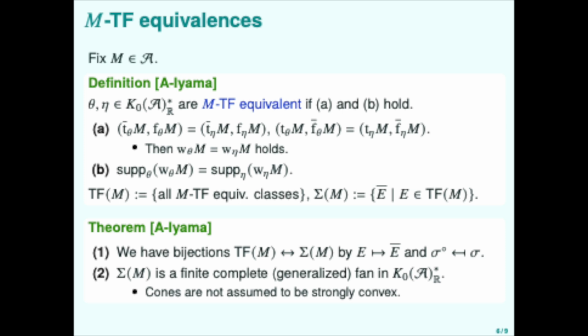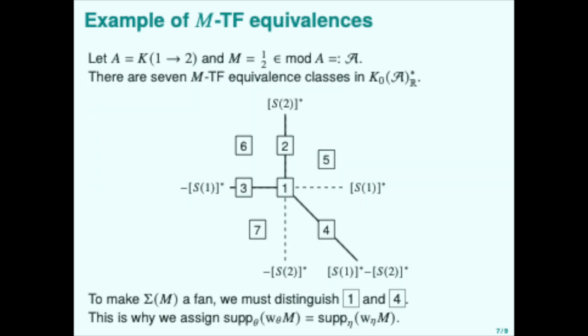And moreover, sigma M is a finite, complete, generalized fan in K0 R star. We use the term generalized because cones in sigma M are not necessarily strongly convex, so they may contain some non-zero vector subspace. And now I show an easy example of MTF equivalences.